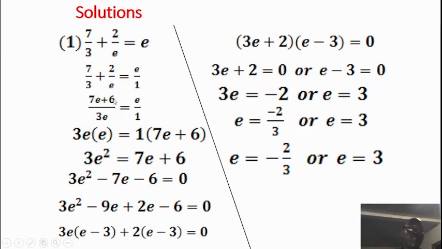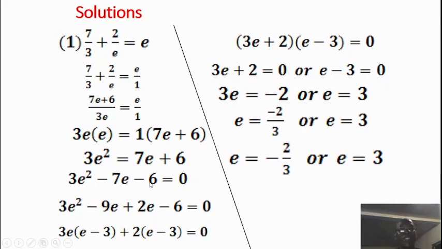By cross multiplication, E will multiply 3E to get this, and 1 will multiply 7E plus 6 to get this. Upon opening brackets, we shall get 3E squared equal to 7E plus 6, and collecting all terms to the left-hand side will give us a resulting quadratic equation which can be solved in order to get the values of E.